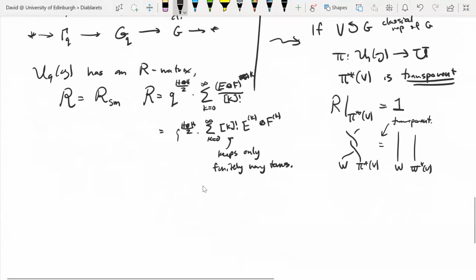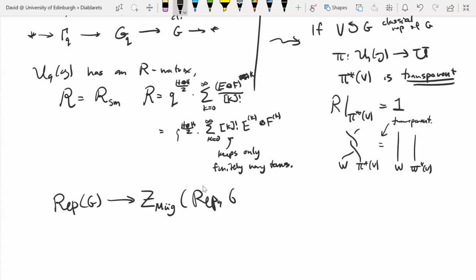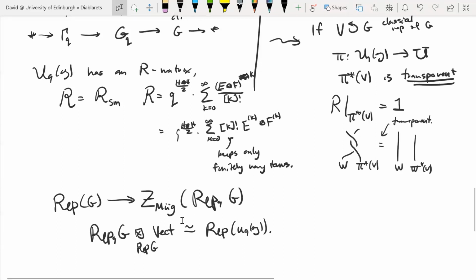So what I've just done is I've just told you that Rep G maps to the Müger center of Rep_q G. And I've also told you that if I take Rep_q G and I tensor it over Rep G with Vect, where here Vect is the fiber functor, this is the same as representations of little u_q G. Okay, that's just a really beautiful fact.